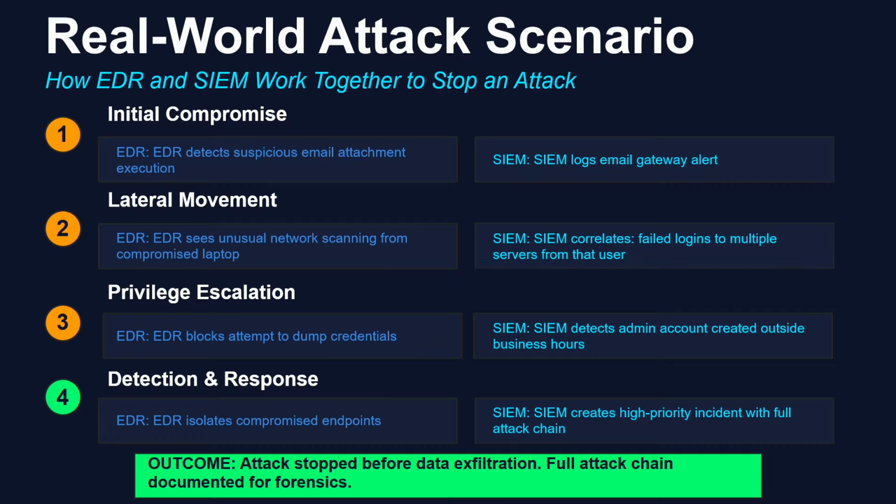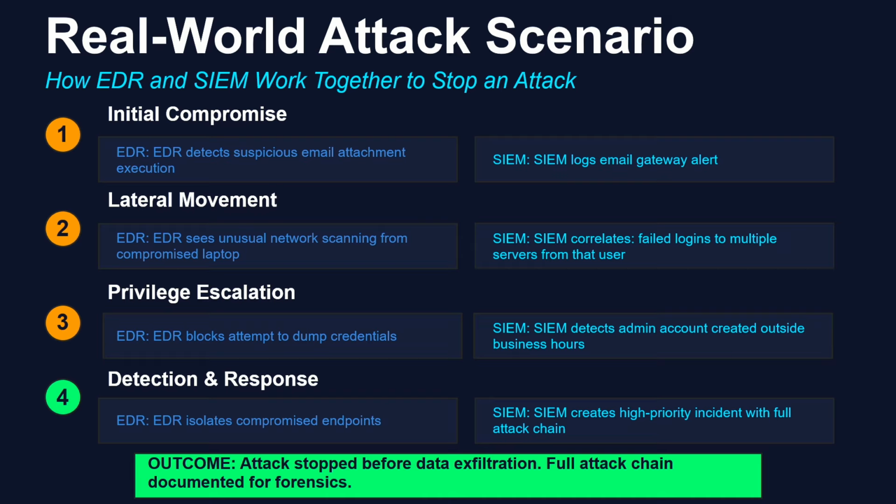Next is the lateral movement. This is where the malware tries to spread. It scans the network looking for other vulnerable systems. The EDR sees this unusual network scanning behavior from a laptop that normally just accesses email and web browsers. This is where the SIEM starts collecting correlating data. It sees failed login attempts to multiple file servers from this user's account, which has never accessed those servers before. So the SIEM is just now connecting the dots. This isn't just one endpoint issue, it's becoming a network-wide threat.